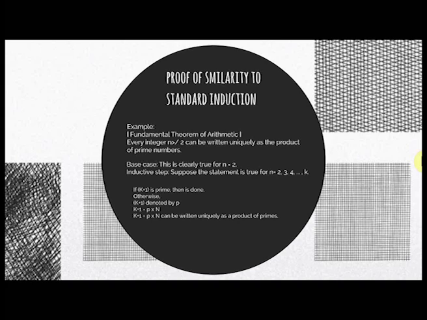So if k plus 1 is prime, this question is done. Otherwise, k plus 1, denoted by Pk plus 1, equals p times n. So k plus 1 can be written uniquely as a product of primes.